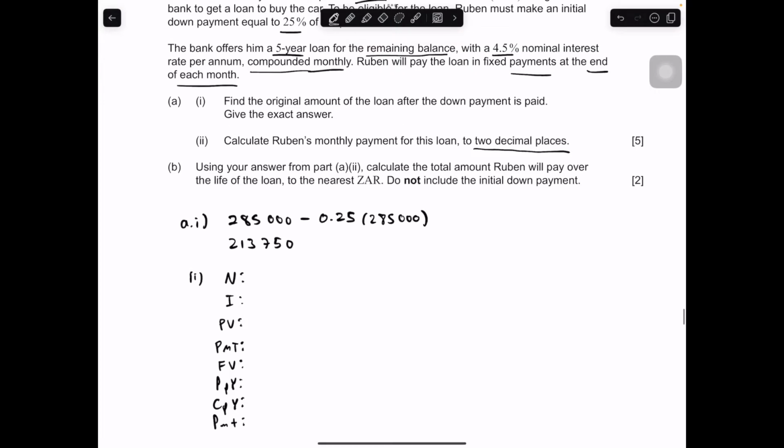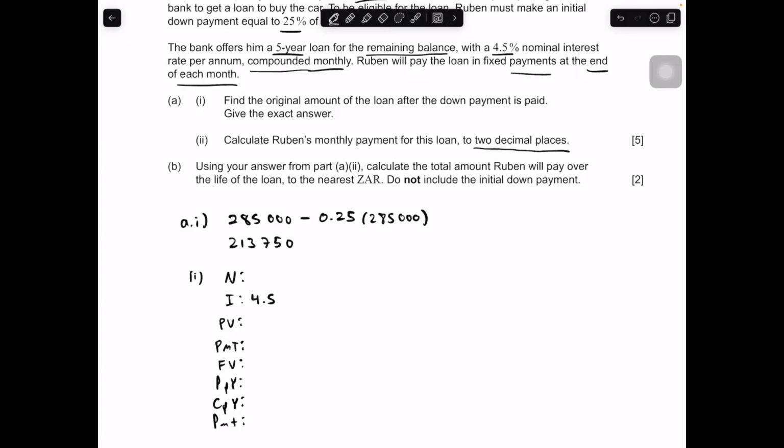Alright, so let's go ahead and see what we have. So first one is often the easiest, that's just interest rate. He's paying 4.5%. In the end, we want to find out the monthly payments that are being made. So PMT is what we're trying to solve for.